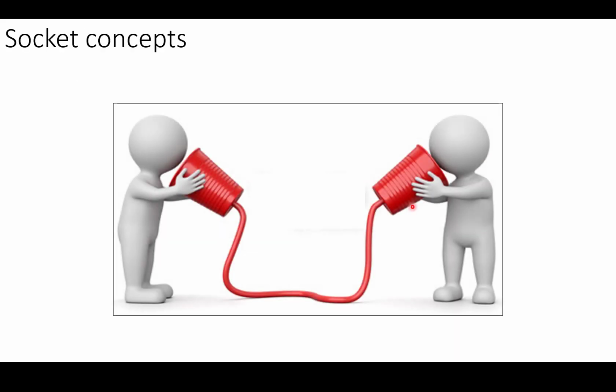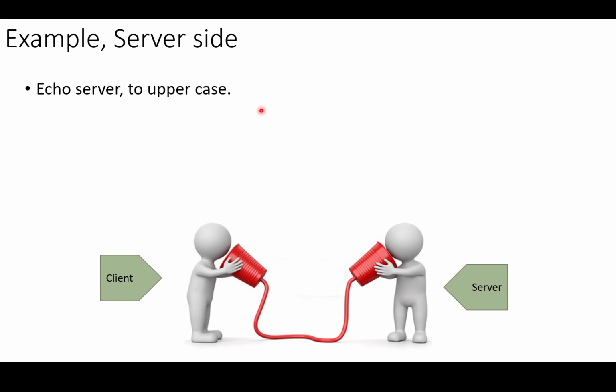So the concept of sockets, this is how I imagine it. If you remember these from your childhood, or maybe you didn't do them, maybe it's just my childhood, but we have two entities, a server and a client, and they're communicating across the network. In our example, the first example, we want to create an echo server. So that means the client will send a message to the server, and the server will convert that message to uppercase, and return that back again.